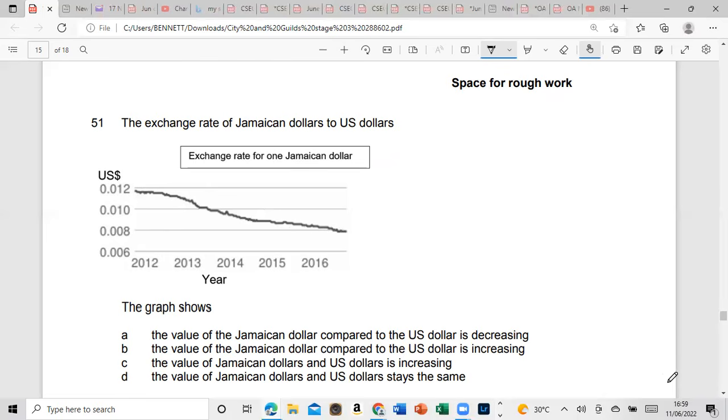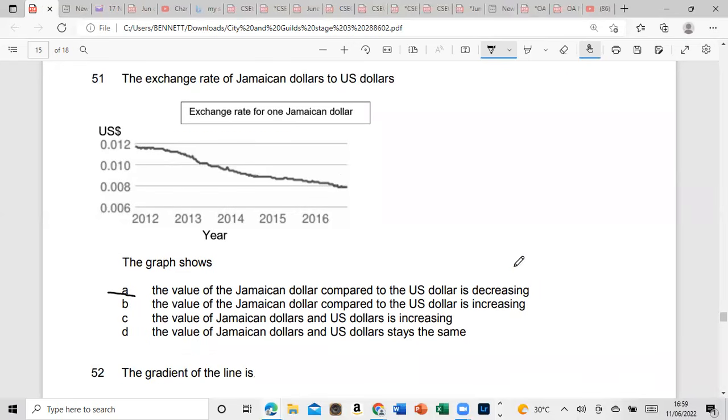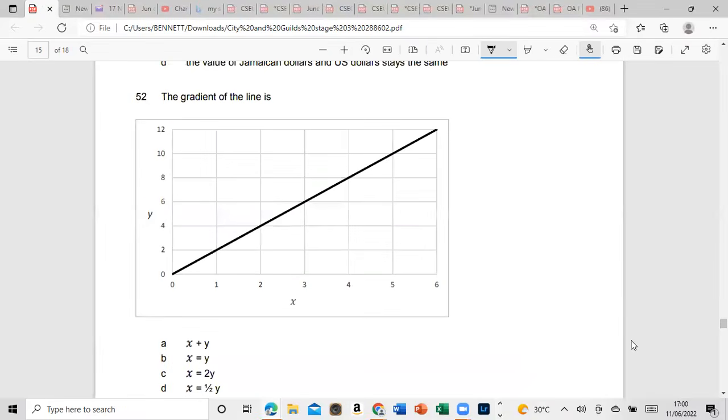Alright, so let me show you a graph. The graph shows: A, the value of Jamaican dollars compared to US dollars decreasing. B, the value of Jamaican dollars compared to US dollars increasing. C, the value of Jamaican dollars increasing. I used to get more US, then less US. I used to get 0.12 US, or 0.10, and then 0.8.